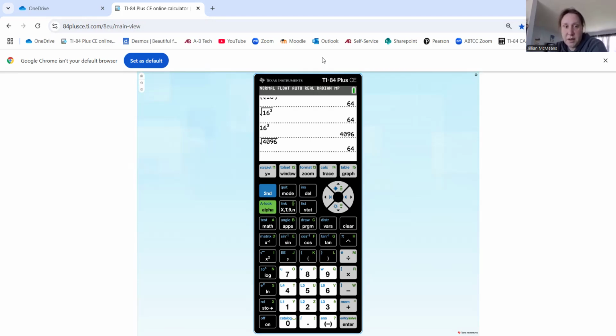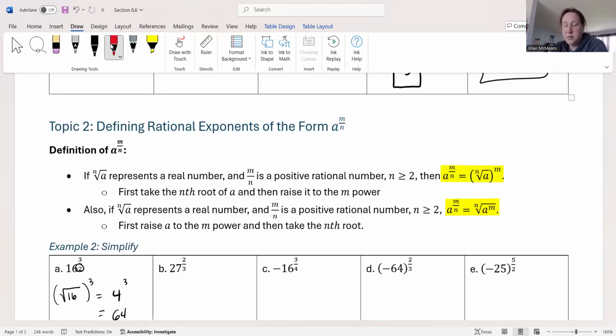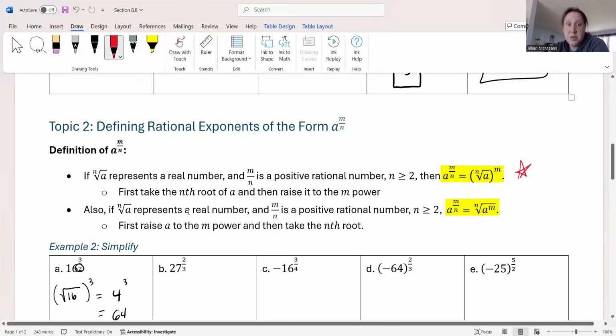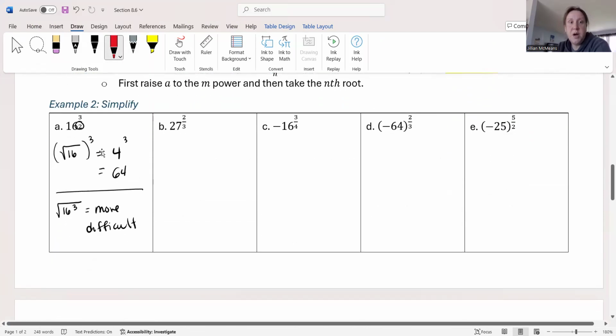But just to be clear, my preference is this one right here. So this is my preference. I think this one's typically easier to work with, but it really depends on the person. Okay, let's look at part B.